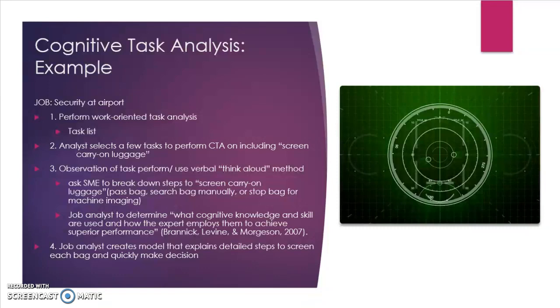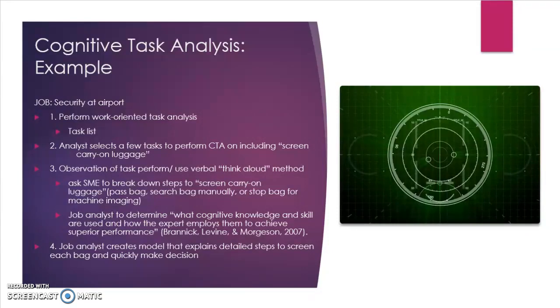So here is an example of CTA. Our BLM text does provide an example using a security position at an airport. So again, in general, these are the steps and applying it to an example. First, you want to perform a work-oriented task analysis. You can use other work-oriented options. However, in this example, they did task analysis, which includes the creation of a task list by the employee.